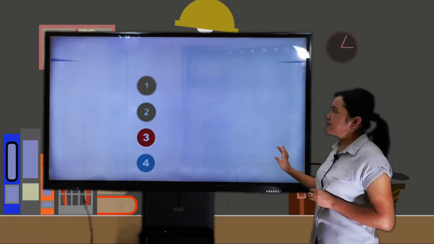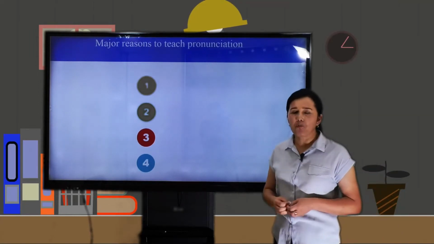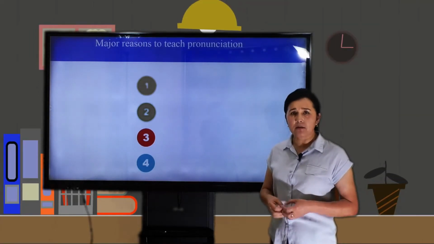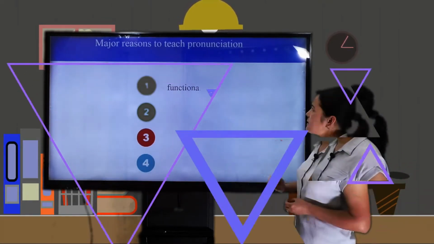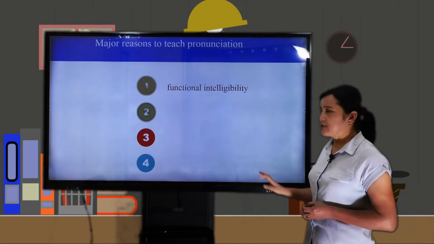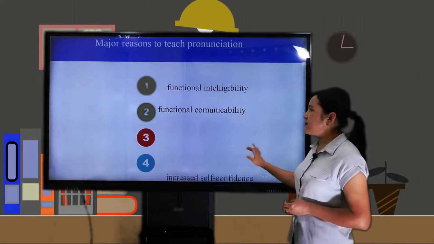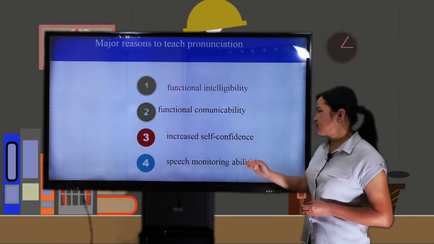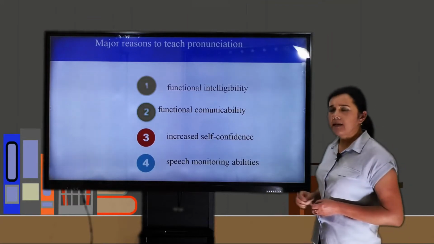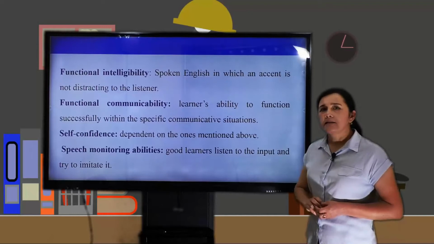And here I have given major reasons to teach pronunciation. Why do we teach pronunciation? Do we need to teach pronunciation? So the first is functional intelligibility, the second reason is functional communicability, the next one is increased self-confidence, and the last one is speech monitoring abilities. Teachers, let's see each of them definitely.